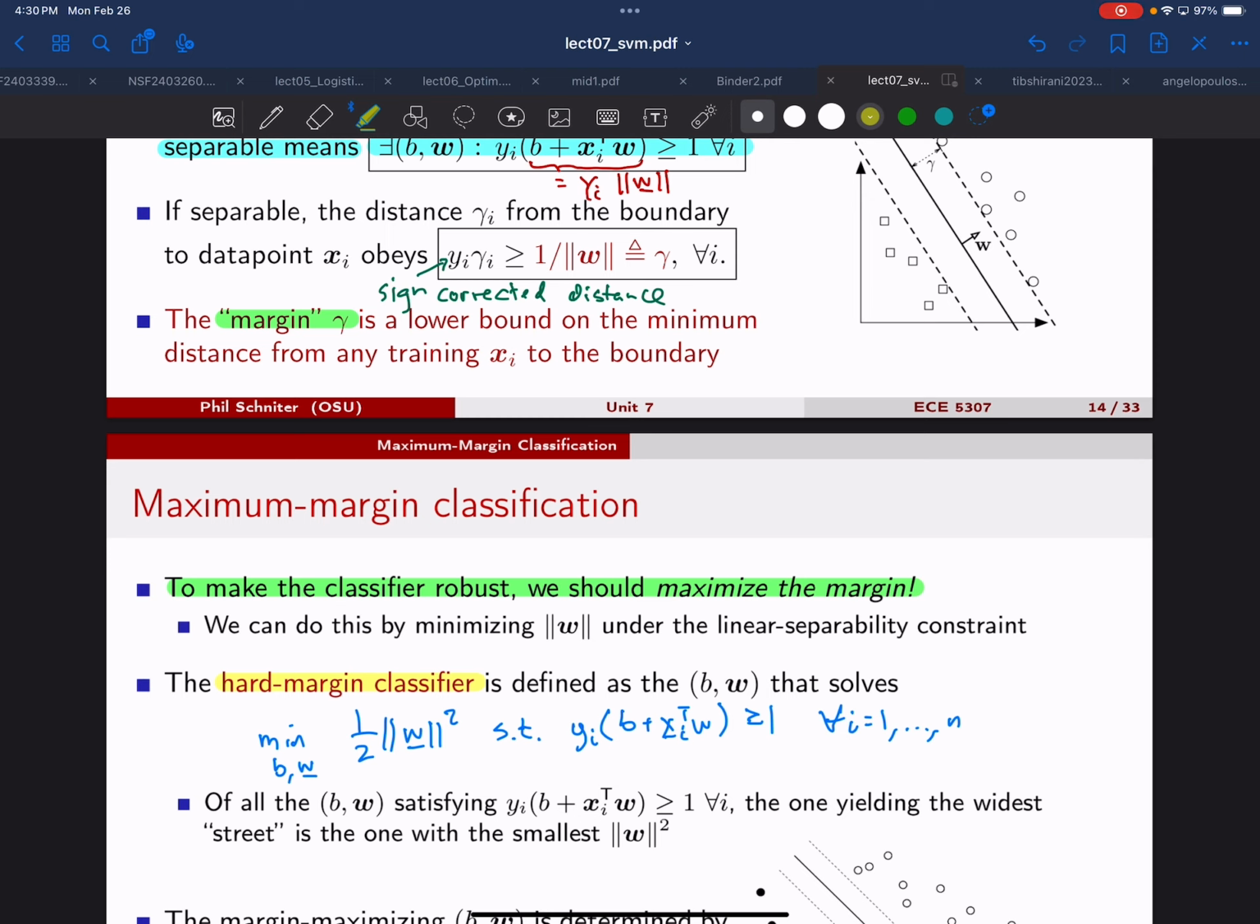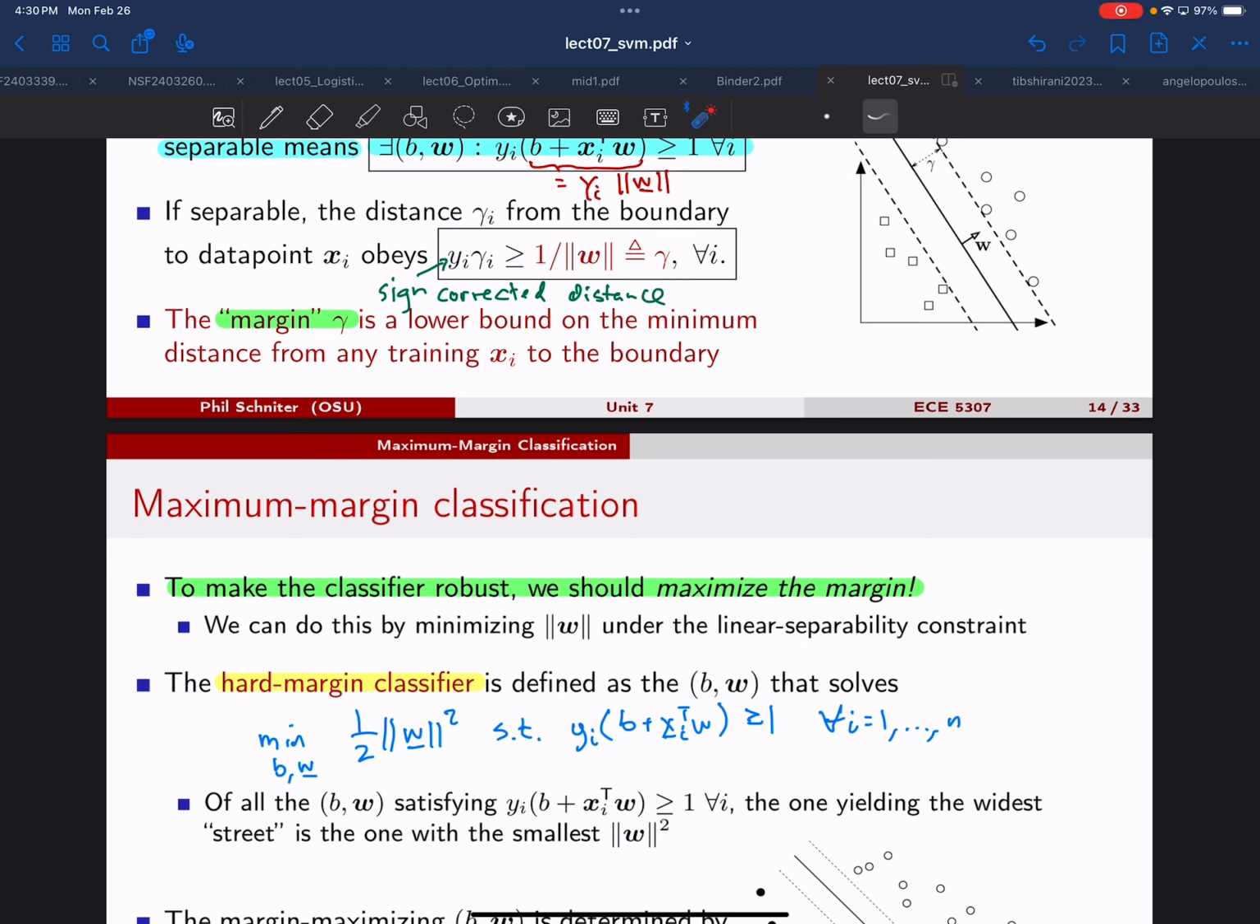Okay, so now we've turned this idea into an optimization problem. It turns out that this is a convex optimization problem, so it can be solved. It is a constrained optimization problem, as you can see, because we want to minimize this subject to some inequality constraints. But we know there's ways to handle that.